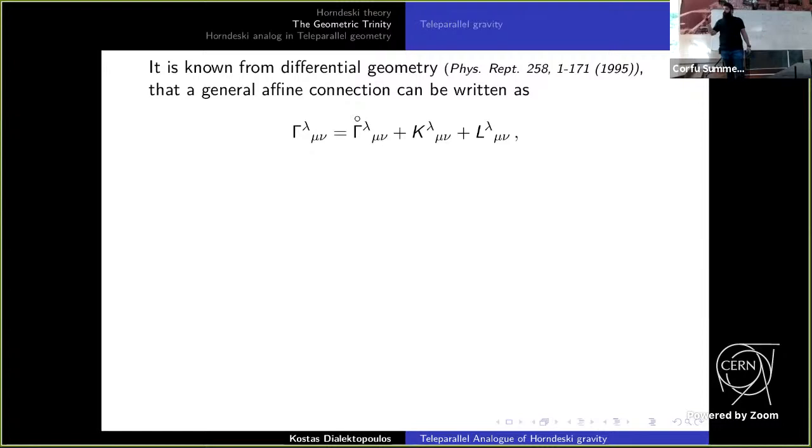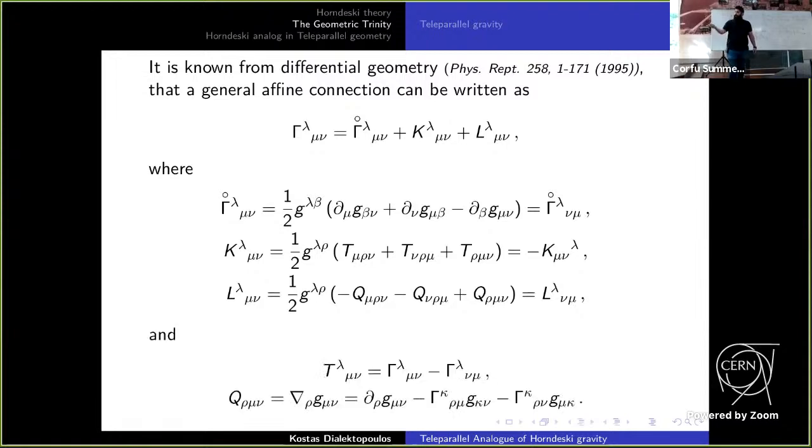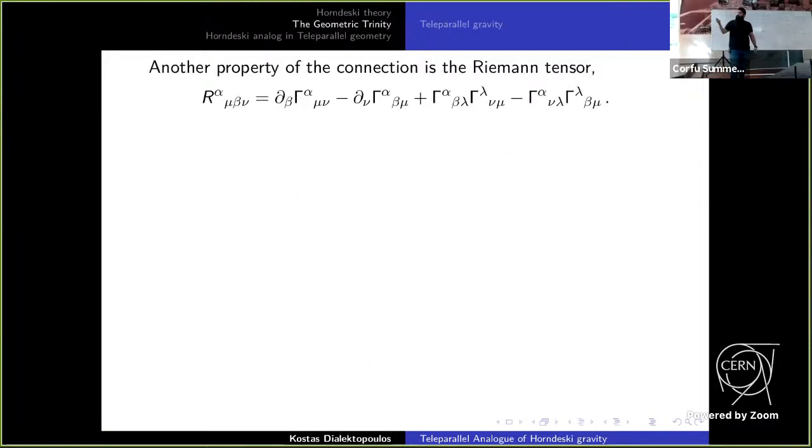Let's go now to the teleparallel framework. So the most general connection one can write down is this one, where this gamma with the circle on top is the Levi-Civita connection. This K is the contortion, and L is the distortion tensor, which depend on the torsion tensor T, which is the antisymmetric part of the connection. Q is the non-metricity tensor. And of course, another property of the connection is also the curvature.